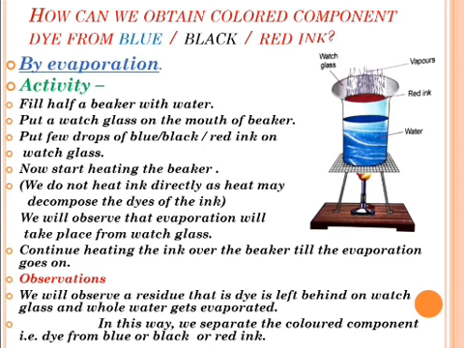So, ink is a mixture of a volatile substance, that is water, and a non-volatile substance, that is dye or color. Let us see with the help of an activity how we can obtain the colored component, that is dye, from blue, black or red ink. We can separate the dye from ink by the evaporation method. Let us perform this activity.